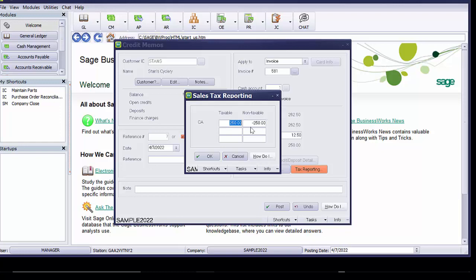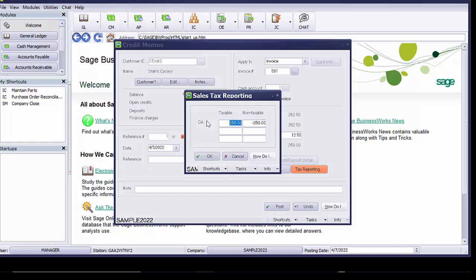It is important to remember that the taxable and non-taxable figures shown on this tax reporting screen follow the transaction type. If the transaction is a credit memo, the figure shown for taxable is a natural negative. A positive figure on a credit memo is a reduction posting for taxable sales. Because of this, we see more issues with credit memo entries, because it seems counterintuitive to leave a positive figure in the taxable sale.